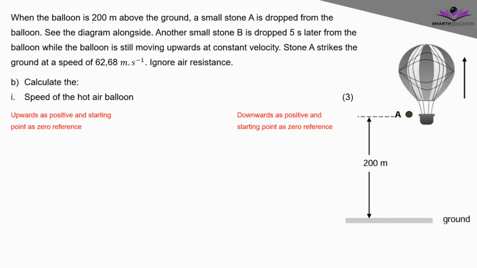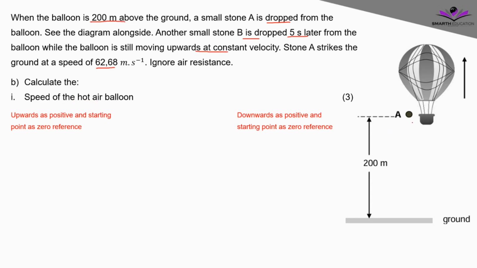When the balloon is 200 meters above the ground, a small stone A is dropped from the balloon. See the diagram alongside. Another small stone B is dropped 5 seconds later from the balloon while the balloon is still moving upwards at a constant velocity. Stone A strikes the ground at a speed of 62.68 meters per second. Ignore air resistance. Now we need to calculate the speed of the hot air balloon. How do we do that?